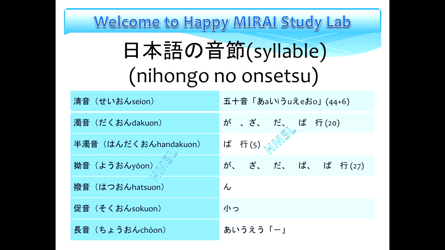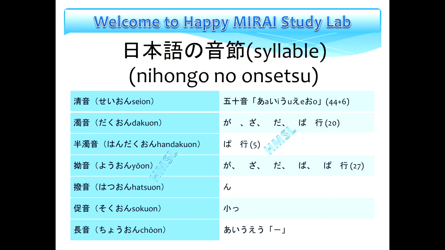The next one is called daku-on. What is daku-on? Daku-on is the ga, za, da, ba gyo. After you learn the basic 50 hiragana alphabets, the next ones you would have to learn how to pronounce are the ga, za, da, ba gyo. There are about 20 of them. This is called daku-on.